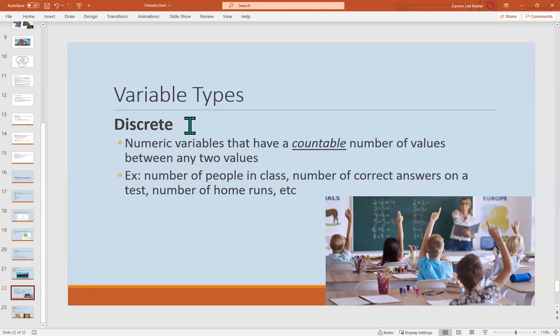Discrete numeric variables, and that just means that they're countable. Okay, so 1, 2, 3, 4, 5. We're just kind of binning things, putting things into boxes. Sometimes it's rounded, sometimes it's done by the decimal. So 1, 1.5, 2, 2.5, that kind of thing. There's even spacing between each possible value.